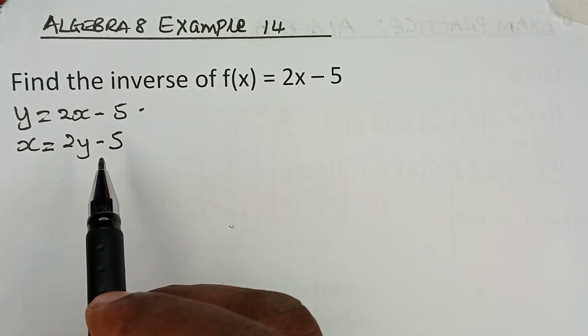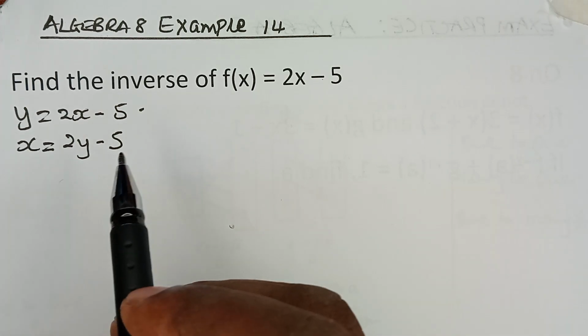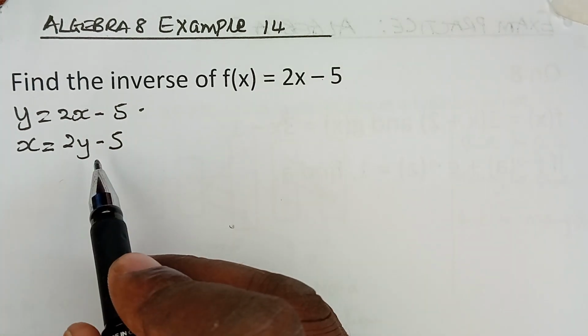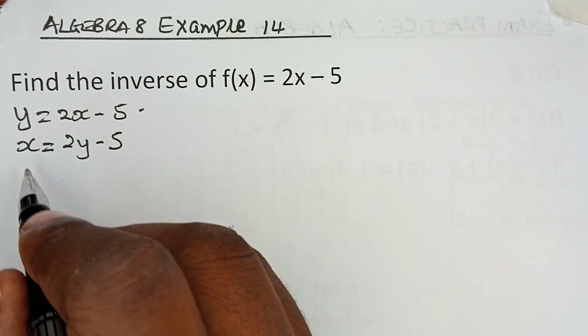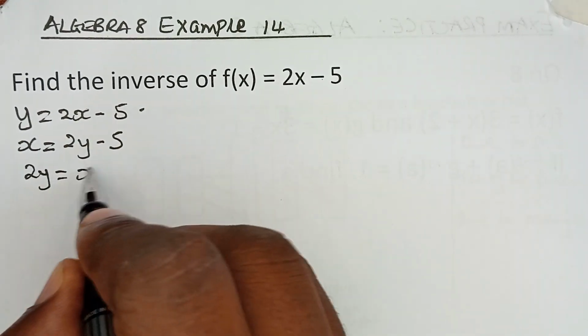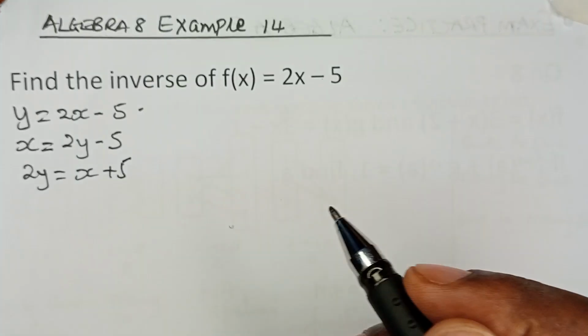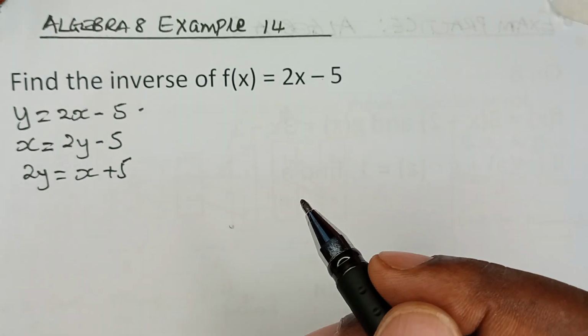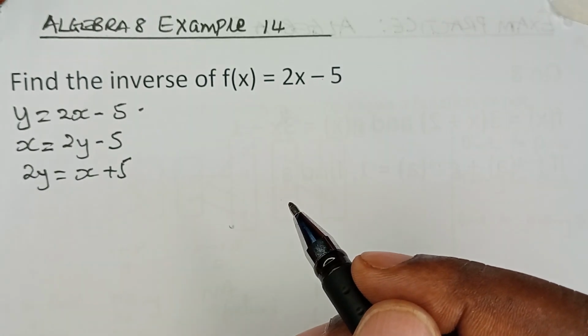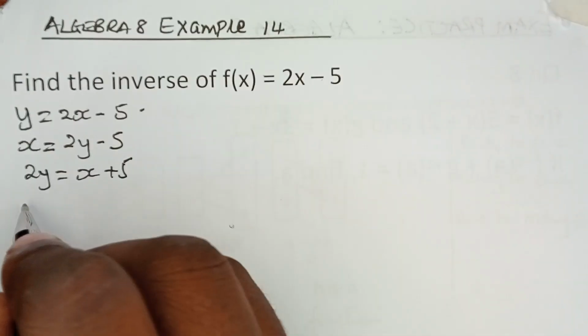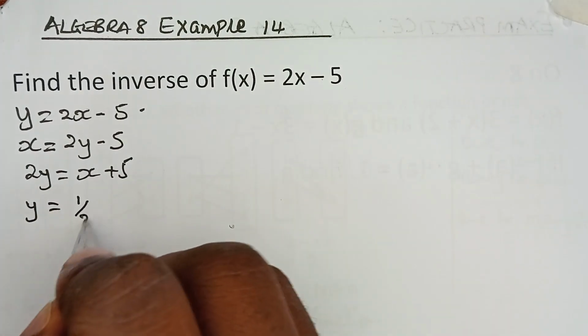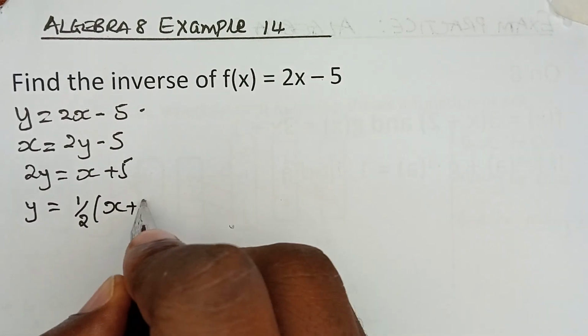So our duty now is to make the new y the subject of the formula, and we can only do this by bringing negative 5 across. So we have 2y is equals to x plus 5. And you can already see, to make y the subject of the formula, we must divide both sides by 2, and therefore y becomes a half of x plus 5.